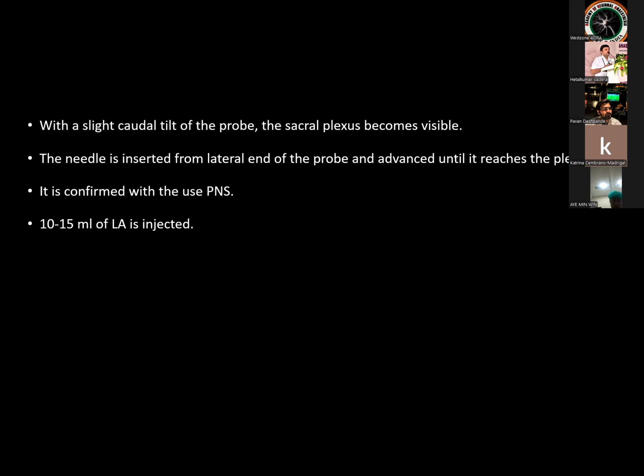The needle is inserted from the lateral end of the probe and advanced until it reaches the sacral plexus. It is confirmed with the use of a peripheral nerve stimulator by getting twitches of the hamstring muscle, or dorsiflexion or plantar flexion. Then we can deposit around 10 to 15 ml of local anesthetic.